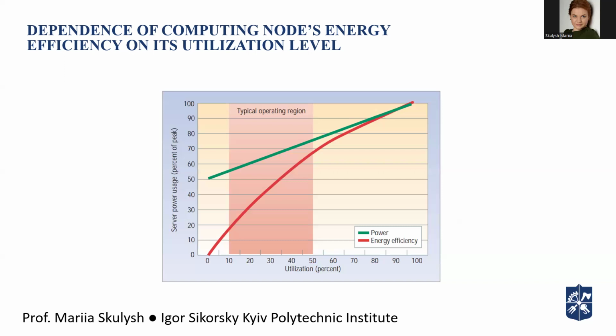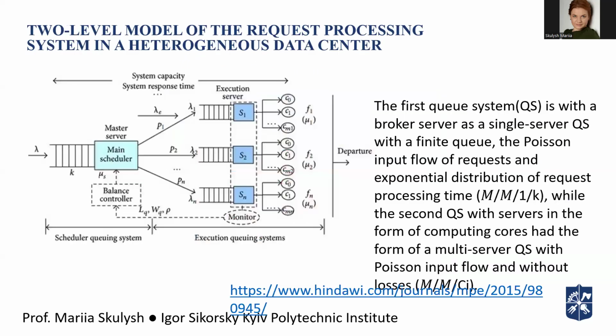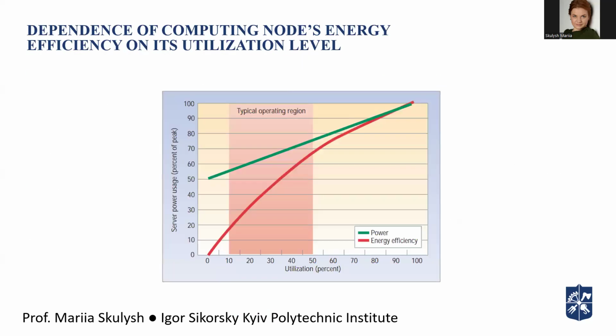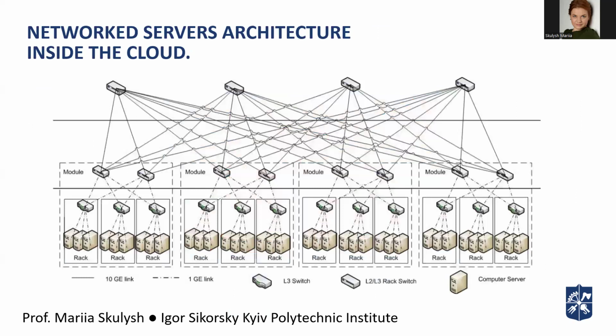So it means that we can balance the requests depending on this function, and it helps us. This function can be used in the balance controller block to better manage the requests and find a better number of requests. And the network service architecture.